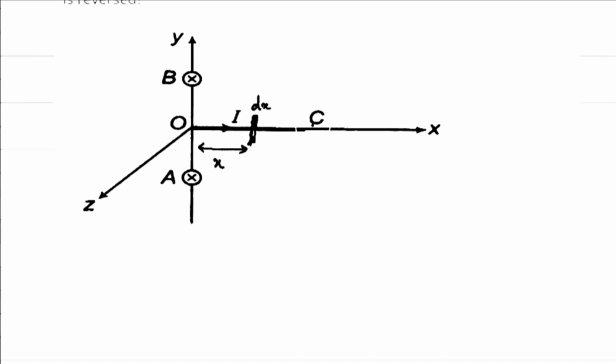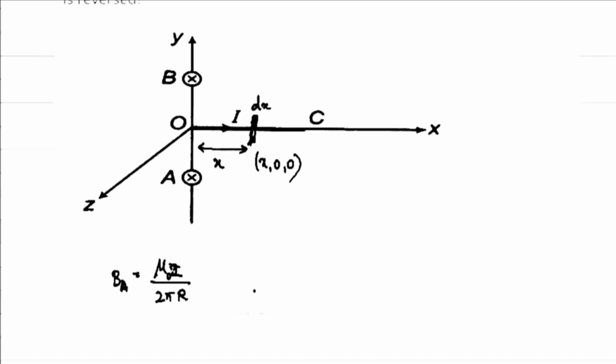Now at this point, on the x-axis, the coordinates of this point will be (x, 0, 0), and the magnetic field due to wire A, we'll call this BA, will be equal to mu naught I by 2 pi r. It is because around a current carrying wire, you will have the equation mu naught I by 2 pi r.